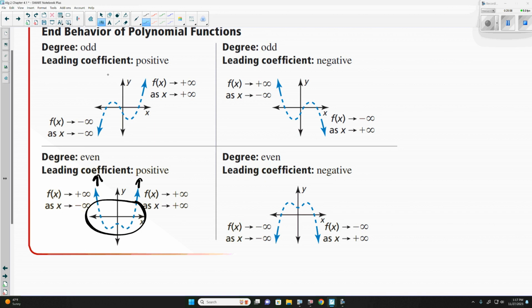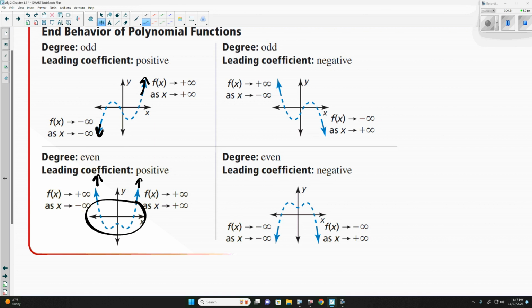Now, what happens in the middle can differ from function to function. But if it's even, eventually as we increase the values of x or decrease, they'll either go up or down with a degree even. When the degree is odd, the end behavior is going to go in opposite directions. One's going to go up, the other's going to go down, depending on what it is.